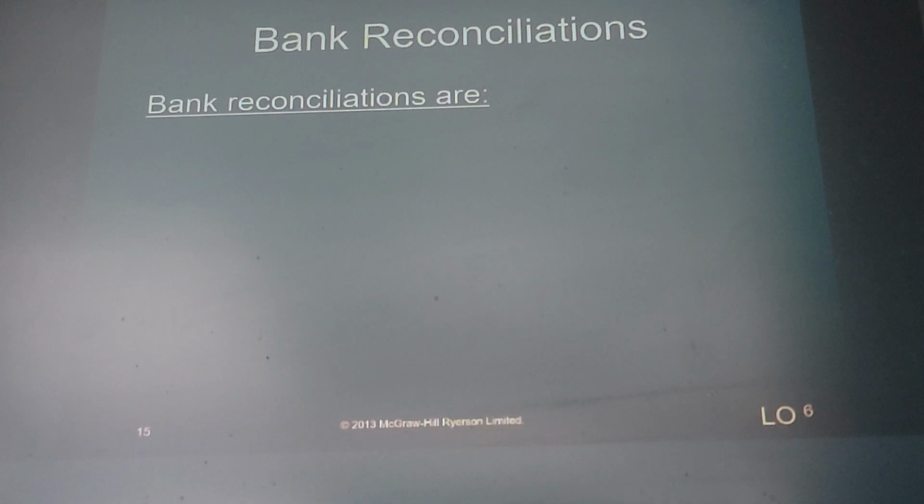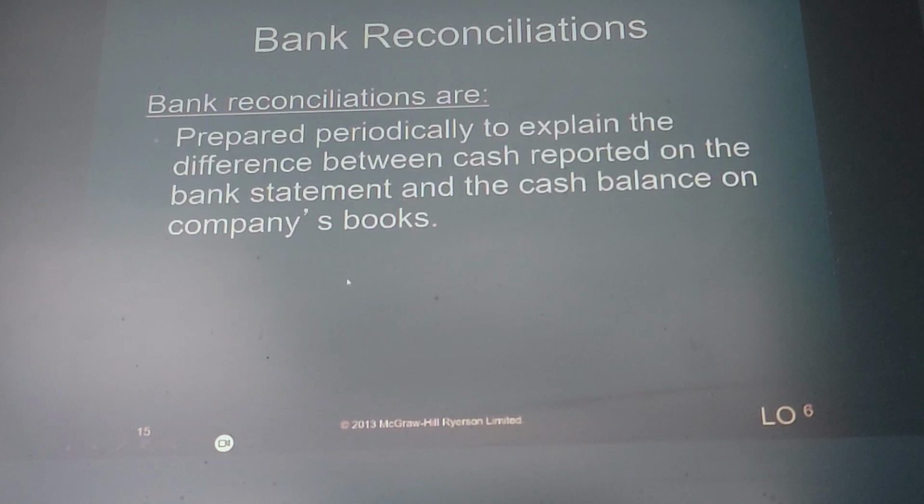Okay, the last part we have after the petty cash is this one, which is bank reconciliation. And this, like I said, it is performed by all companies. At a certain time, usually at the end of each month, we do bank reconciliation. So bank reconciliation is prepared periodically, just like I said, mostly monthly. Some companies, they have bigger transactions, more transactions, they might do it weekly at the end of the week.